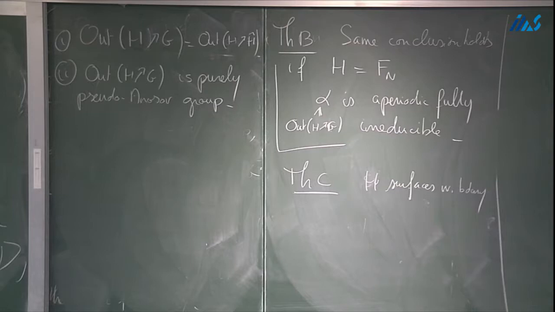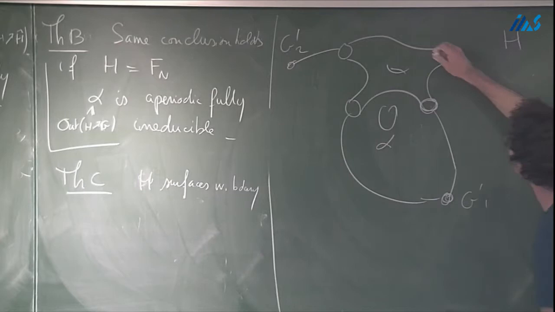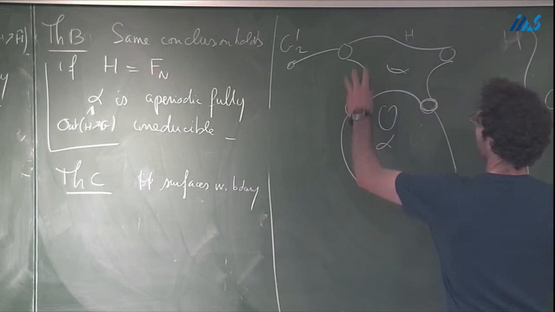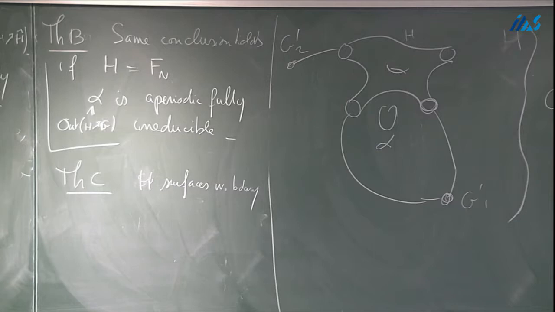So here's an instance where this group extends. Assume that H is this group here, and this is G. If the automorphism does not permute the boundary components, then it will extend to an automorphism of G. It's not a free factor. It's a vertex group in a cyclic decomposition. It's a QH group. But that's not the only possibility. There is also this finite index possibility.